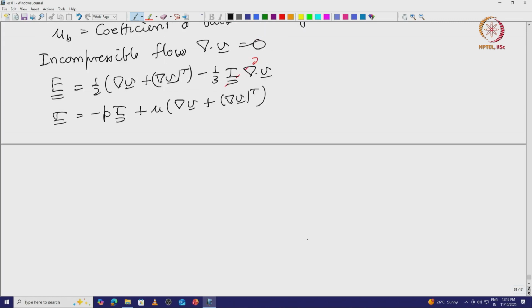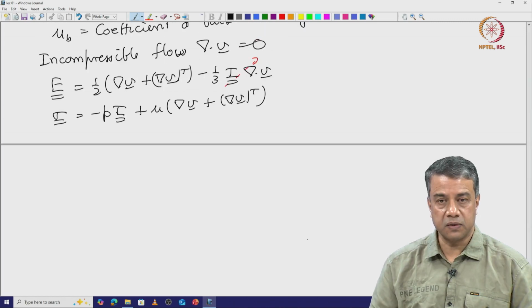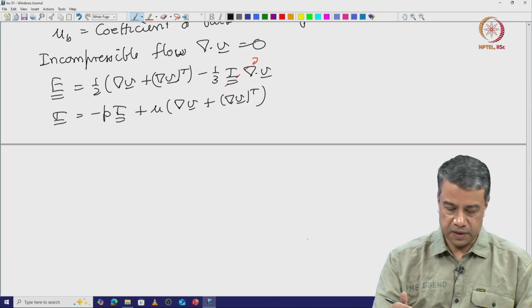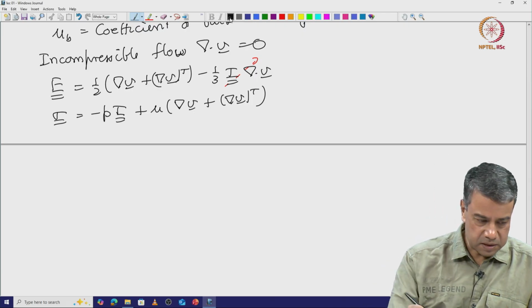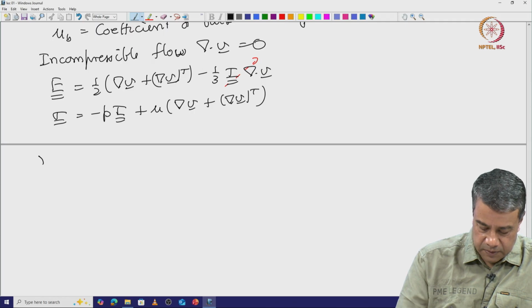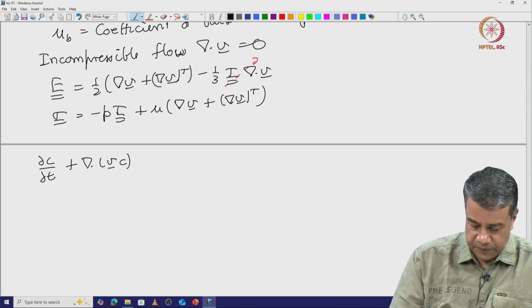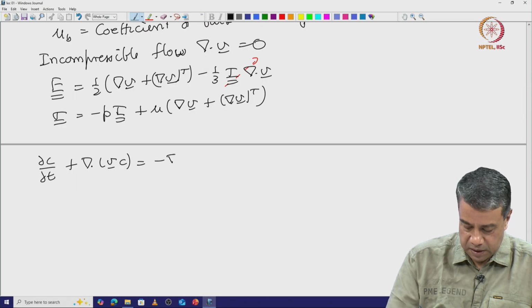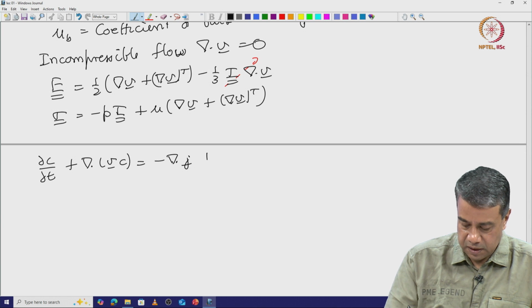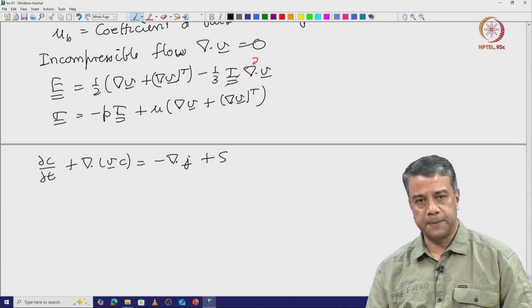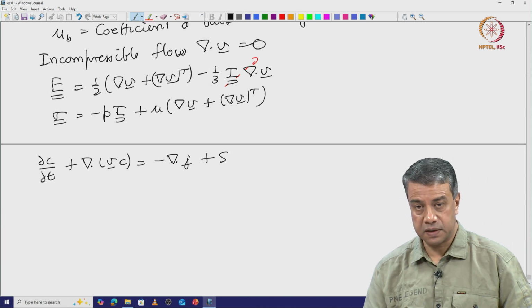And then we had gone on to substituting this into the Navier-Stokes momentum conservation equation. Just to recall, the mass conservation equation: partial c by partial t plus del dot v c is equal to minus divergence of j plus any source. That was the mass conservation equation.